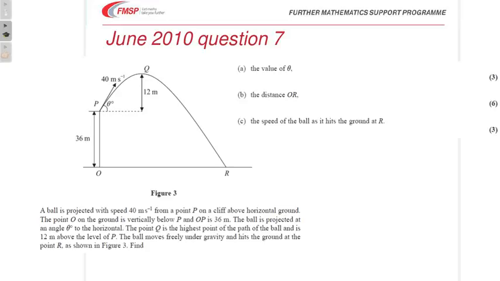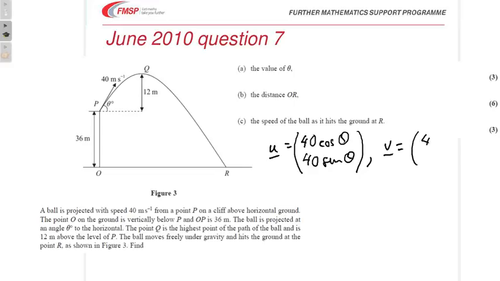So for this projectiles question, we start off with u equals 40 cos theta, 40 sine theta. We're going to need these equations for parts B and C. The general velocity is 40 cos theta in the x direction because there's no acceleration, and in the y direction 40 sine theta minus 9.8 t.